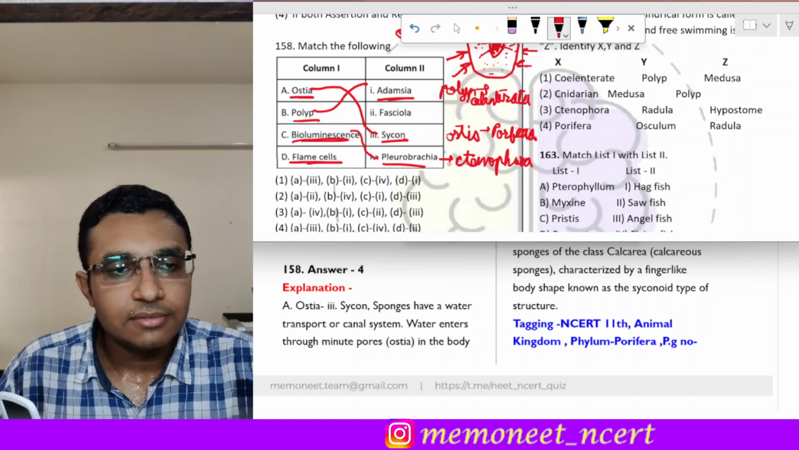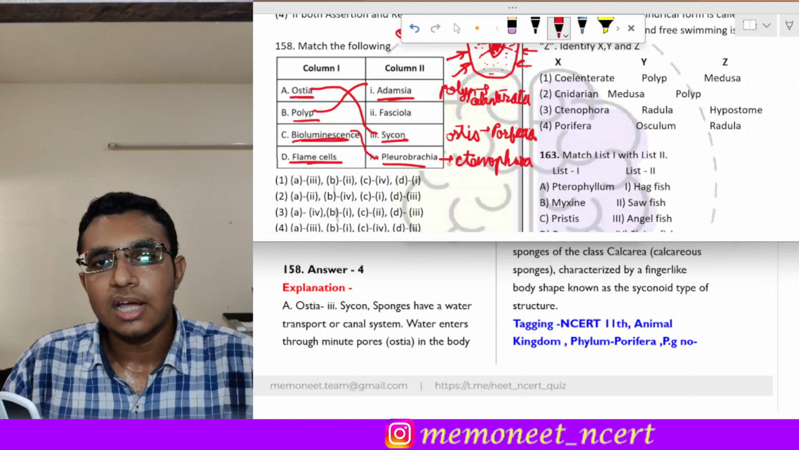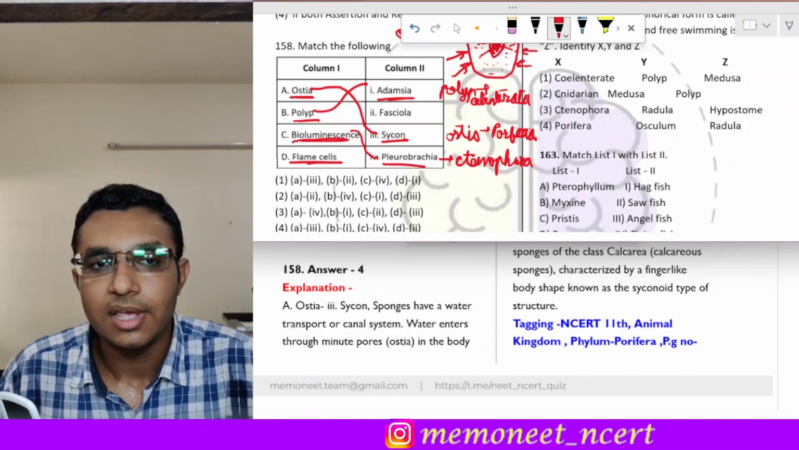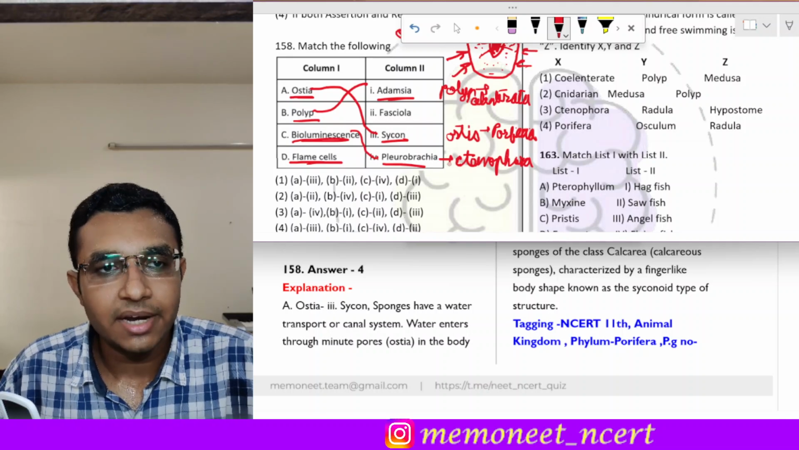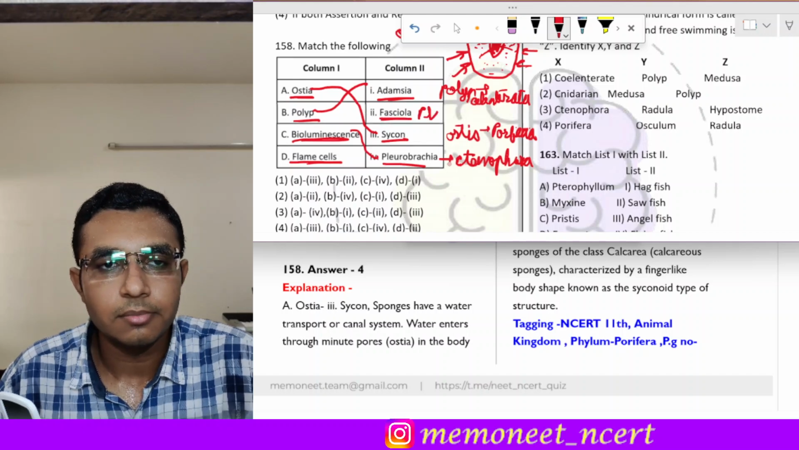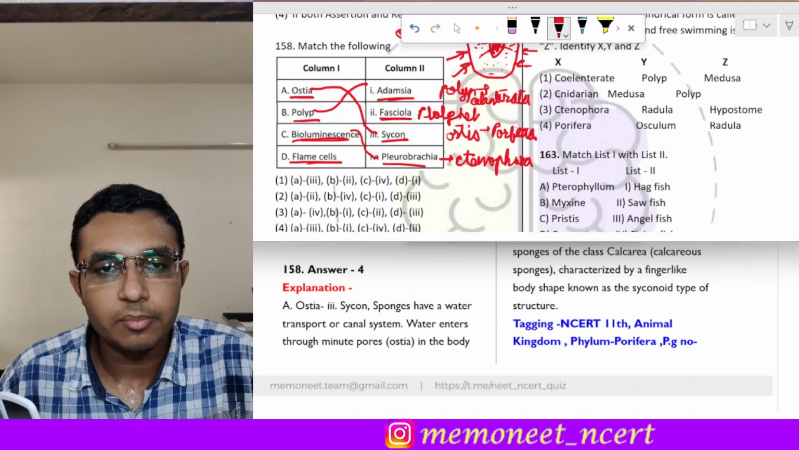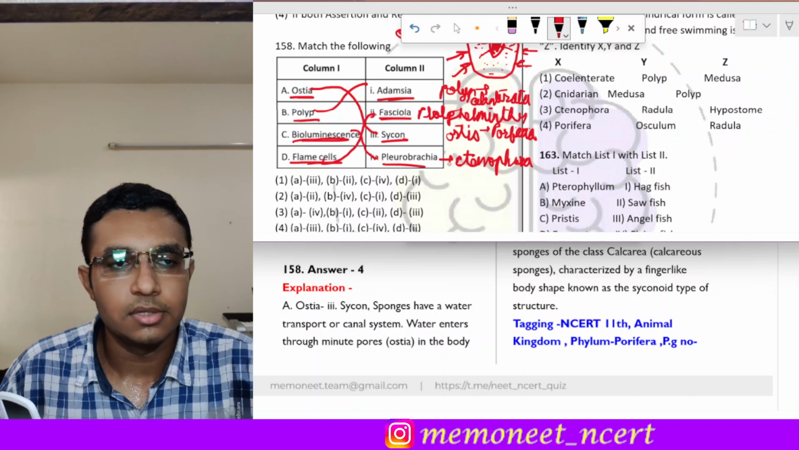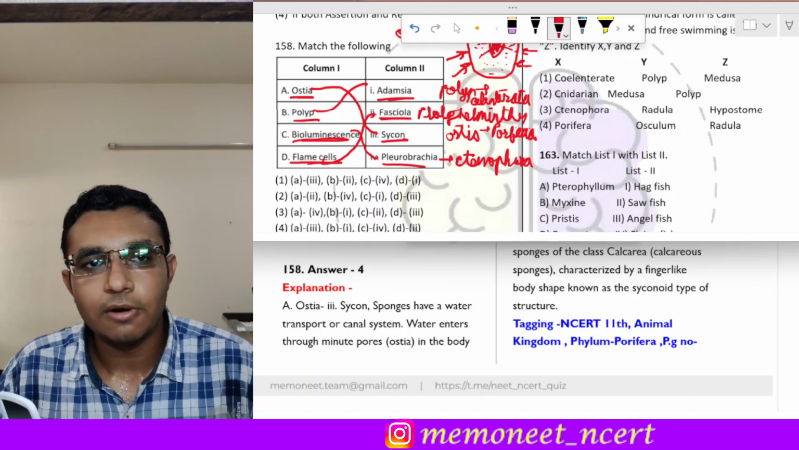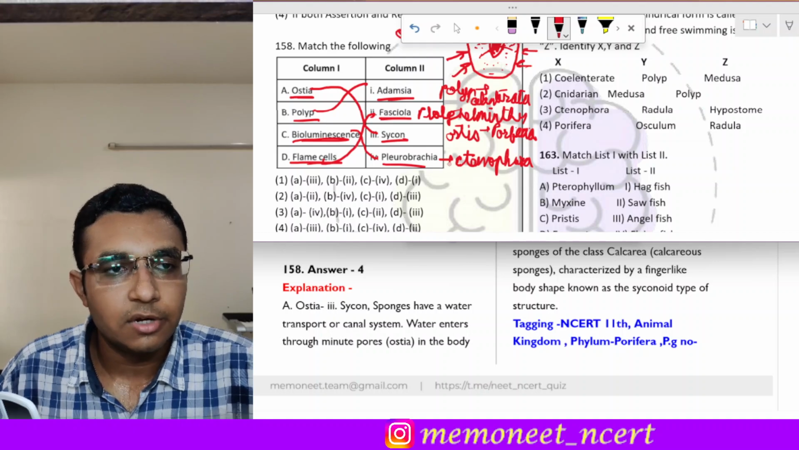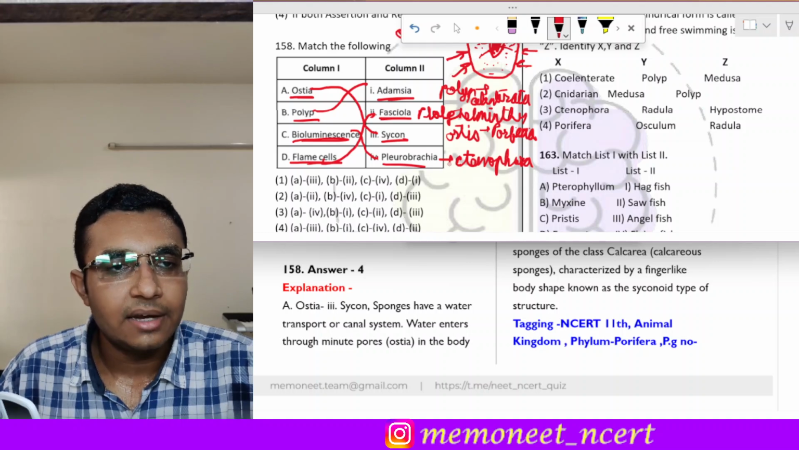Then D are the flame cells. Now flame cells are the excretory organs and they are found in phylum Platyhelminthes. And which organism belongs to phylum Platyhelminthes? That is the Fasciola. So Fasciola belongs to Platyhelminthes. Okay, so D goes with 2, because flame cells are the excretory organs in Fasciola. So A goes with 3, B goes with 1, C goes with 4, and D goes with 2.